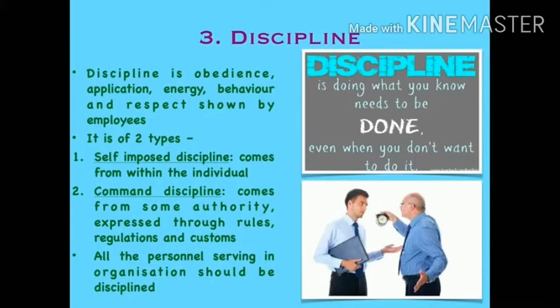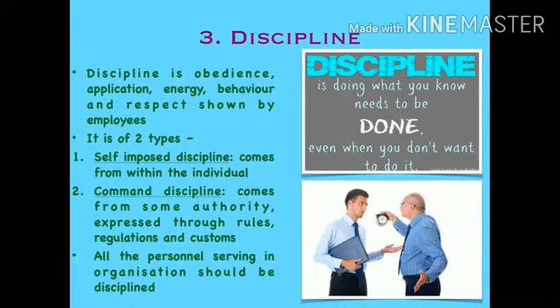Okay, it is of two types. First is self-imposed discipline, which comes from within the individual, and the second is command discipline, which comes from some authority expressed through rules, regulations, and customs. So of the two types, the first is self-imposed. It indicates that the discipline comes from within the individual. The individual himself or herself follows the discipline.